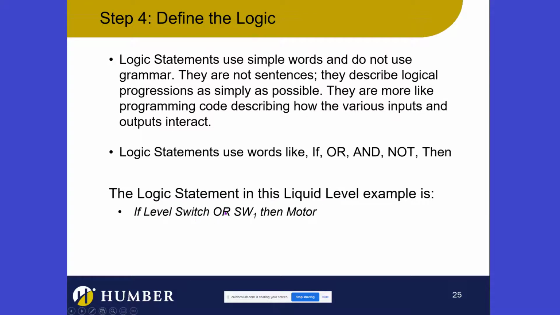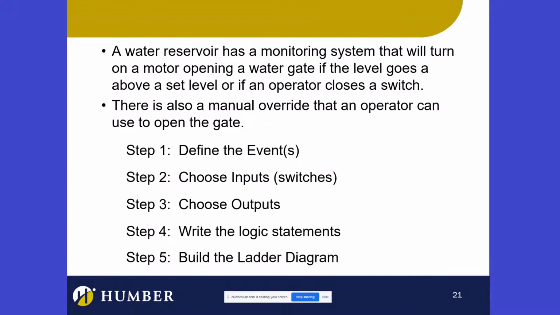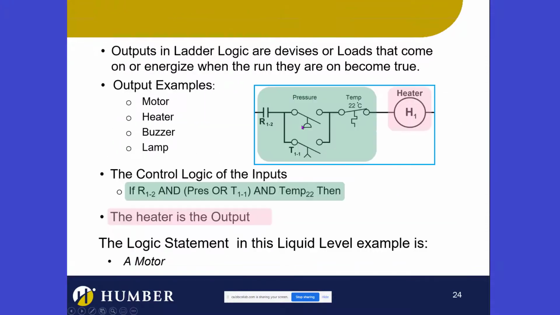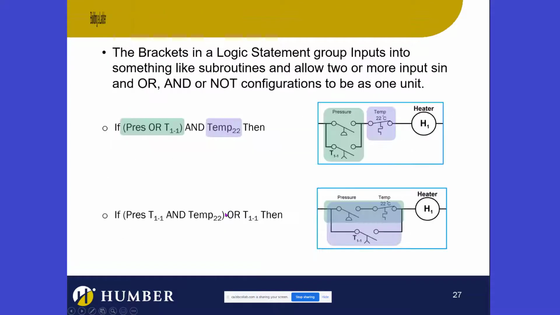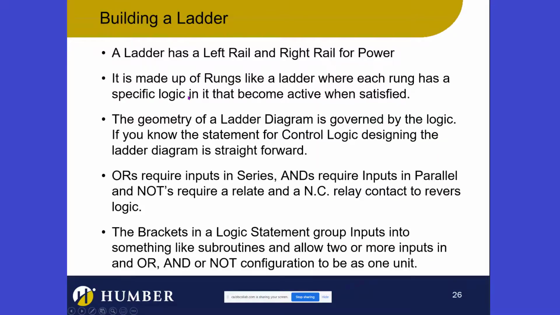Okay, cool. So in this whole liquid level statement, the logic is this: if level switch or switch one, then motor. It makes sense. I mean, the original statement going up here, okay, so here we go. This is the if the level goes above or an operator closes the switch, then this motor comes on, and it's really simple. So we've unpacked the inputs, we've unpacked the outputs. We understand that outputs can be all kinds of things. We understand that the logic can be really complicated, but in this case, it's as simple as if level switch or switch one, then motor. So we know that we can just put them together in an OR, which is parallel, and then we can just do this. Now, let me just talk about this.